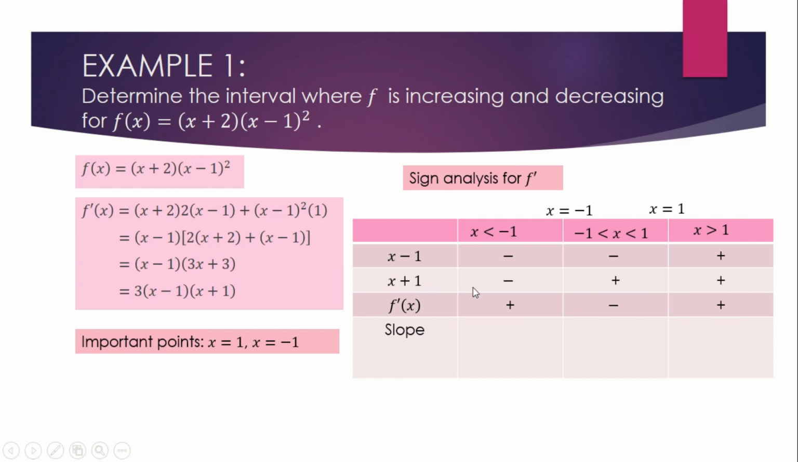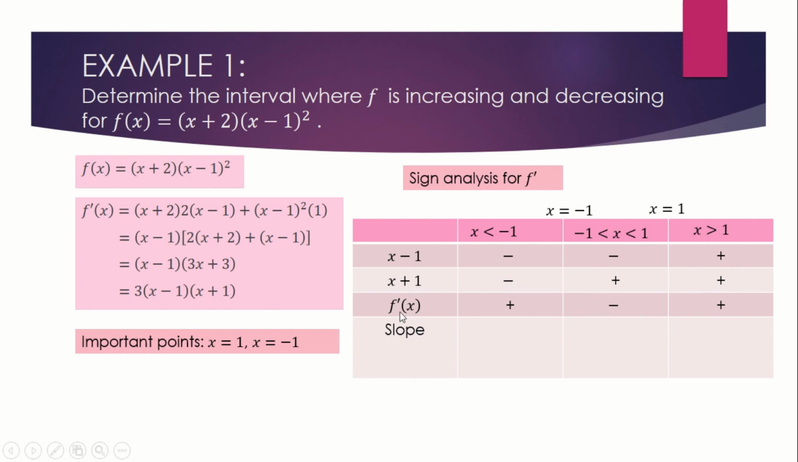In similar manner, we take the second factor, x plus 1, and test the values. For x equal to negative 2, negative 2 plus 1 is negative 1. For any value between negative 1 and 1, let's say we pick 0, 0 plus 1 gives 1, positive. And for x greater than 1, we choose x equal to 2, for example, 2 plus 1 gives 3, so we get positive here. That is how we get the plus and minus signs for x minus 1 and x plus 1.